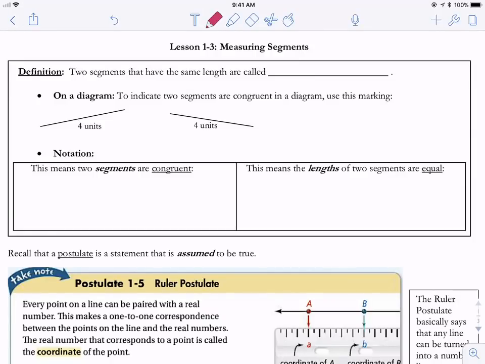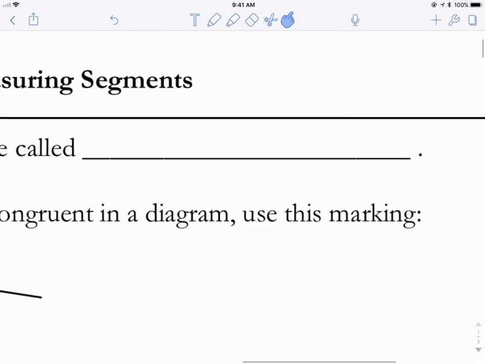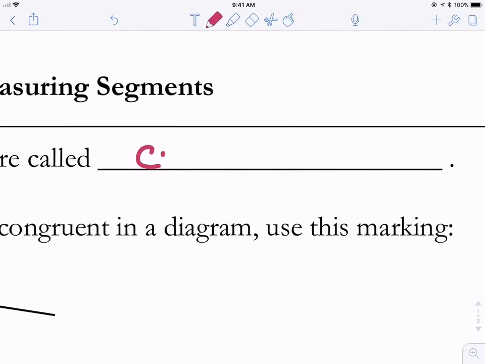This is lesson 1.3 on measuring segments. So first of all, a definition. Two segments that have the same length are called congruent.